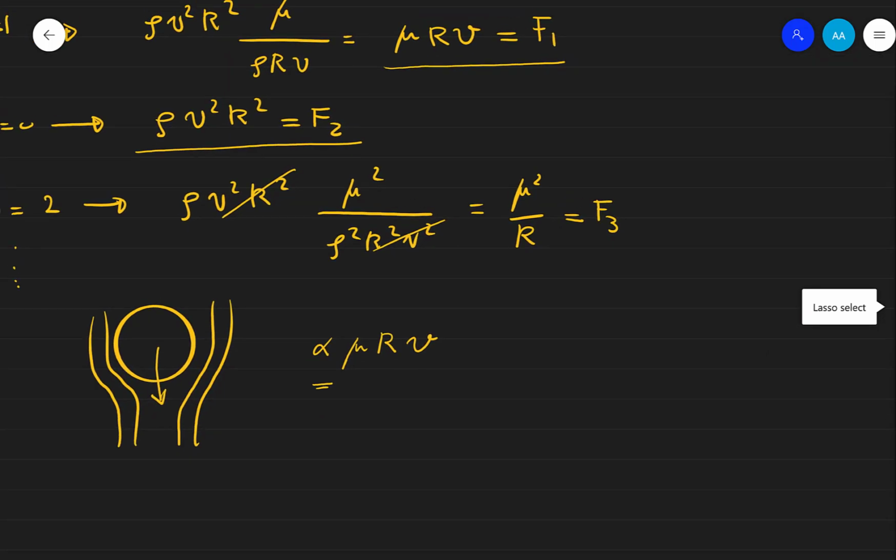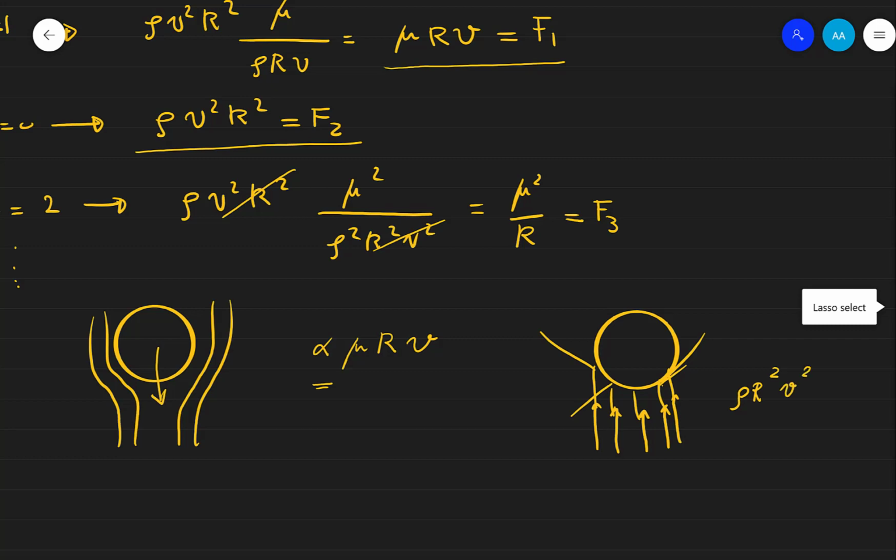And the other force, rho r squared v squared, is due to collision of the fluid particles with the object. Every time a fluid particle collides with the moving object, there is a momentum transfer between the fluid and the object. There should be a force. This force is proportional to rho, the surface area of the object, which is proportional to r squared, and v to the power 2.